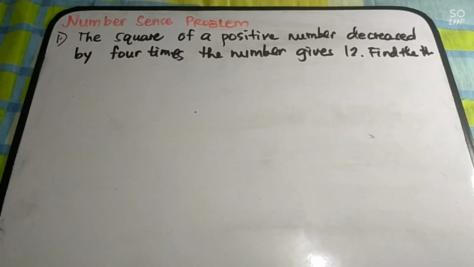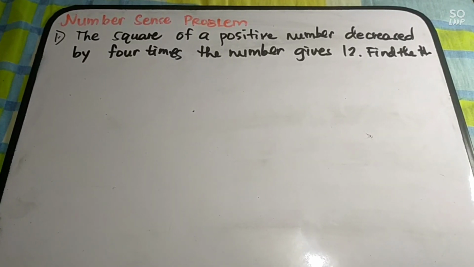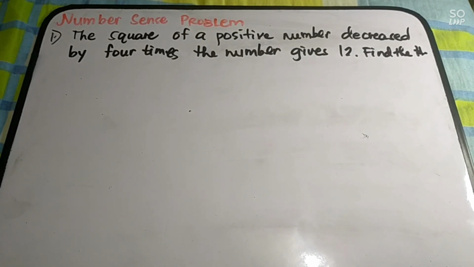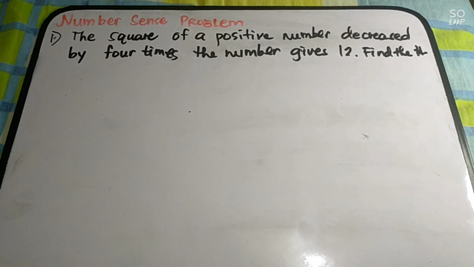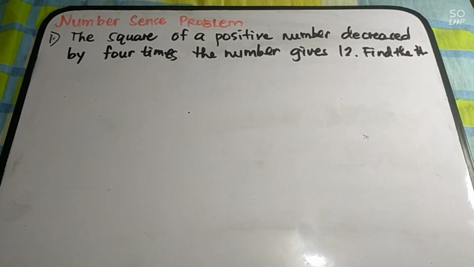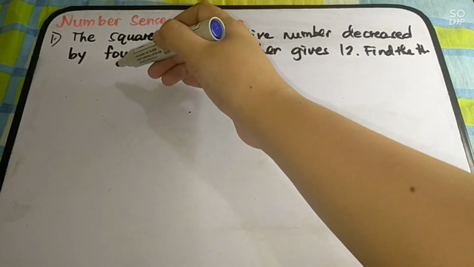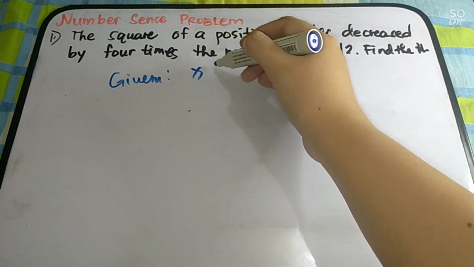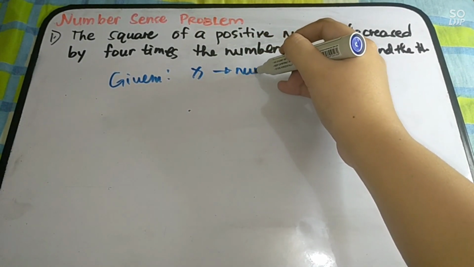Let us move. Let us start with number sense problem. Number 1. The square of a positive number is decreased by 4 times the number gives 12. Find the number. So, we are going to represent the number by x. So, your given here is x as your number. Ito yung hinahanap natin.